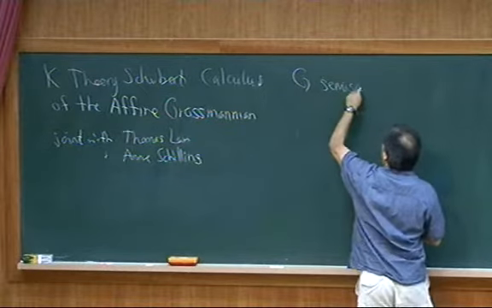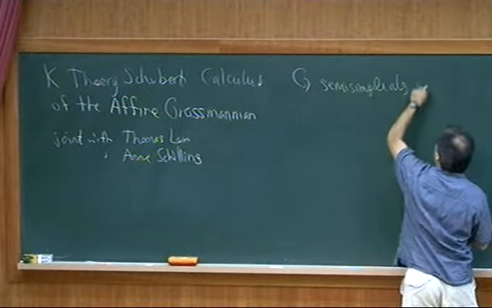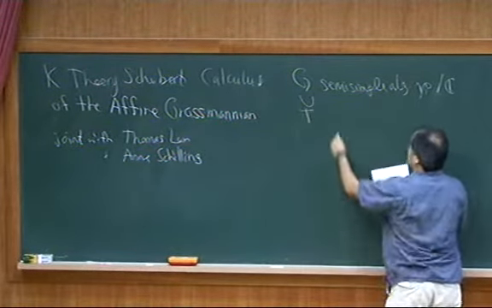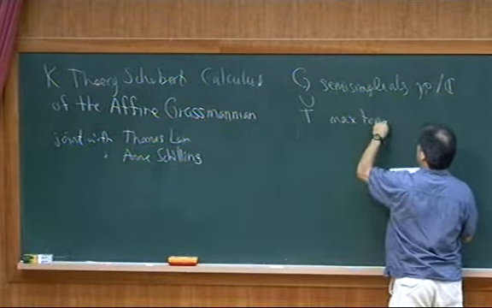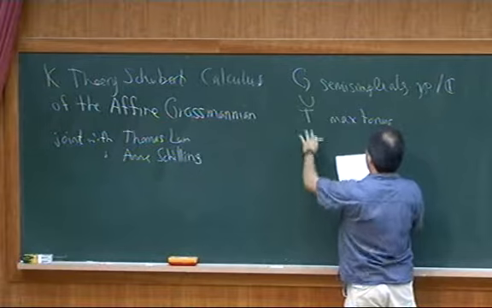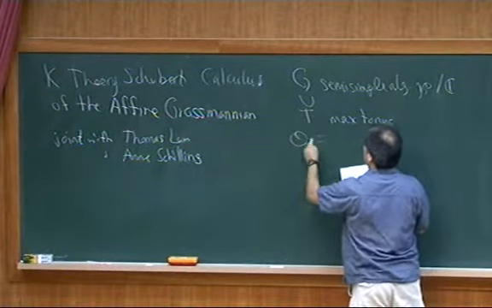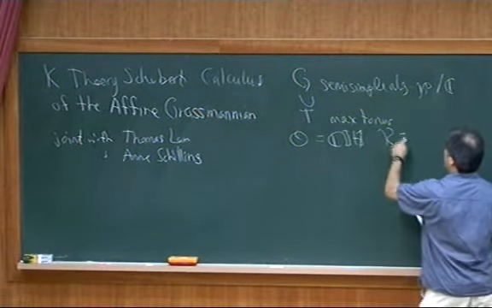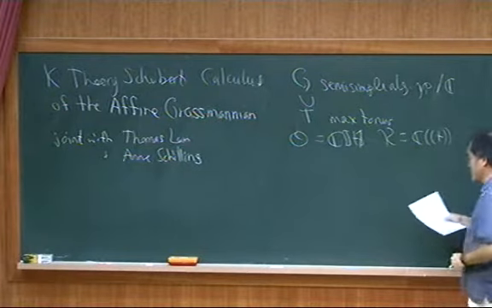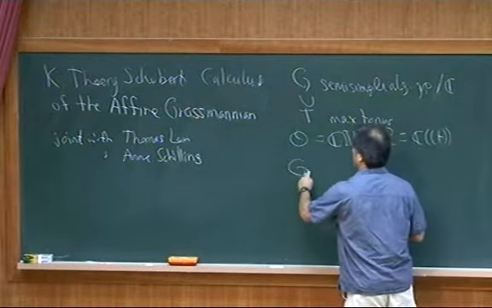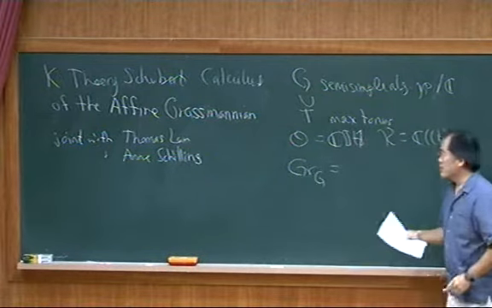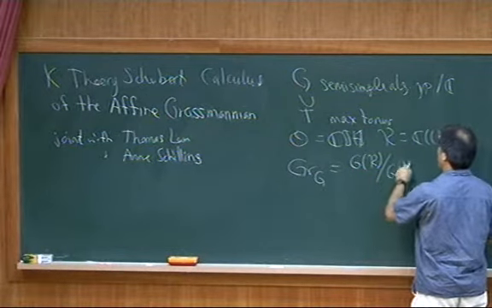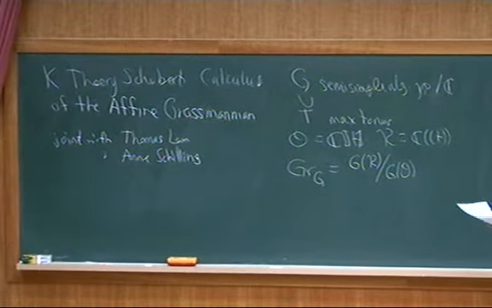So let G be a semi-simple algebraic group over the complexes, and T a maximal algebraic torus, and I put that in for later. Let O be the power series over the complexes, K the Laurent series, and the affine Grassmannian for G will be G of K mod G of O, and this is the ind-variety.